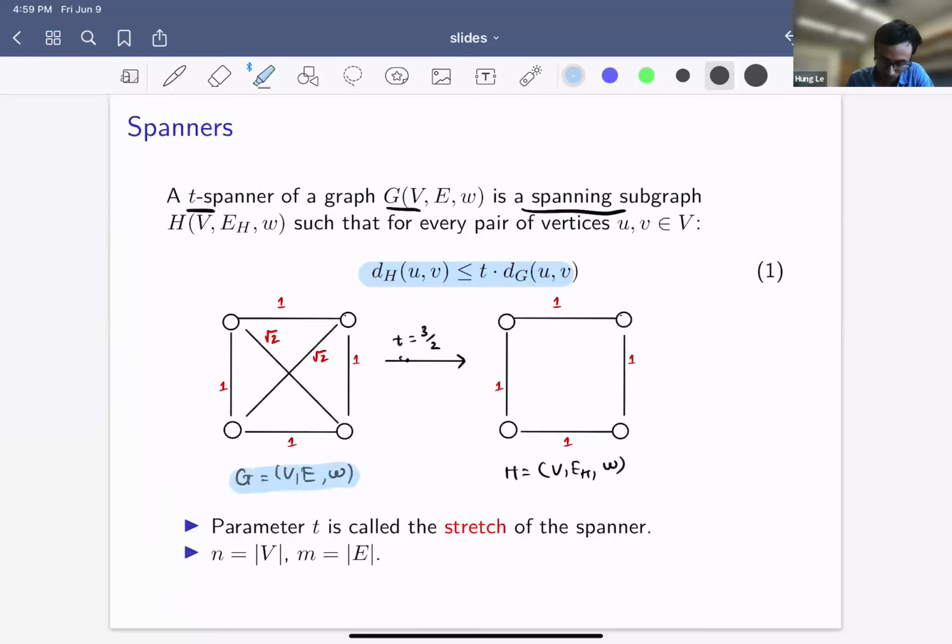Here is an example of an input graph on the left, and if we look at t equal to 3/2, then a 3/2-spanner is the graph on the right, which has fewer edges. And that's why we are interested in spanners. In this talk, I denote n to be the number of vertices of the input graph and m to be the number of edges of the input graph. And we call t the stretch factor.